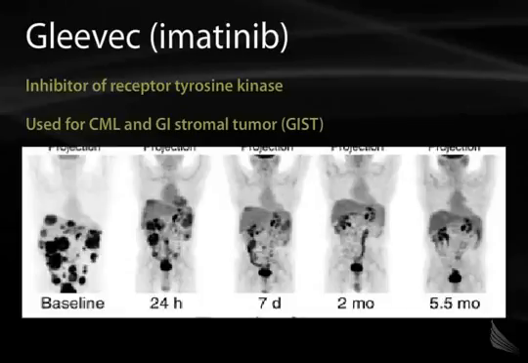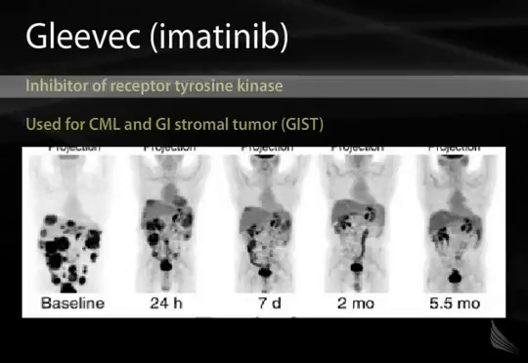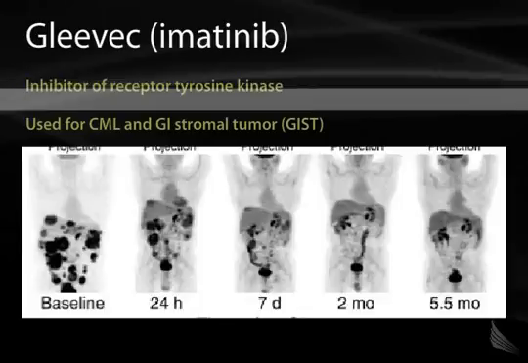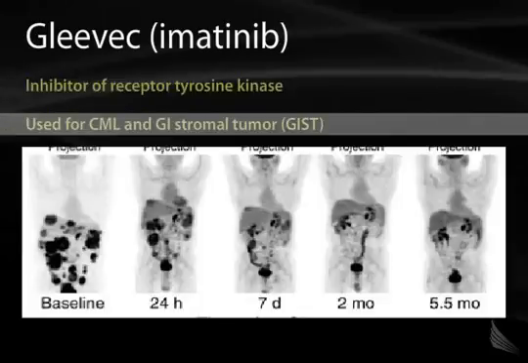Clinically, molecules that inhibit tyrosine kinases have found some popularity in the treatment of cancer. One example of this is Gleevec, or imatinib. This is a small molecule inhibitor of a receptor tyrosine kinase currently used to treat chronic myelogenous leukemia and GI stromal tumor, or GIST. Shown here on the bottom of this slide are a series of FDG PET images which indicate the treatment effects of Gleevec.